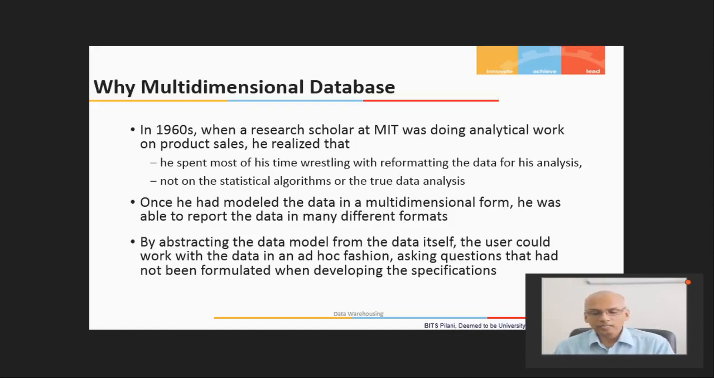So then they conceived the multidimensional form of representing the data, and then the research scholar was able to produce a lot of reports in different formats. In fact, the person could do things which were way beyond what he wanted to do when he started the research. So they thought that multidimensional databases can provide a lot of information and a lot of value when you are doing analytical work and deciding on the various strategies available within the multidimensional decision space that is available to the decision makers or the knowledge workers.